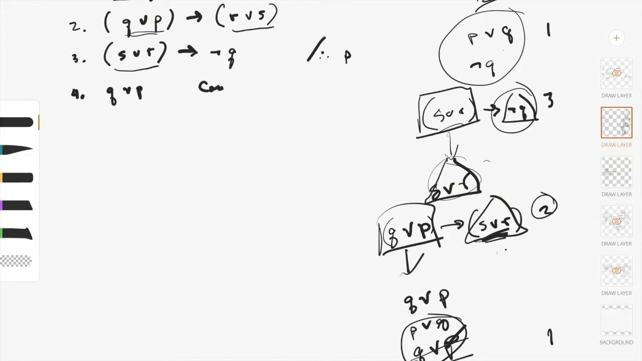That's commutation on line 1. Now on line 5, we can apply modus ponens to lines 2 and 4 and get R or S. That's going to be modus ponens on lines 2 and 4. Now let me pause for a minute and point out, we can't apply modus ponens to lines 2 and 1.